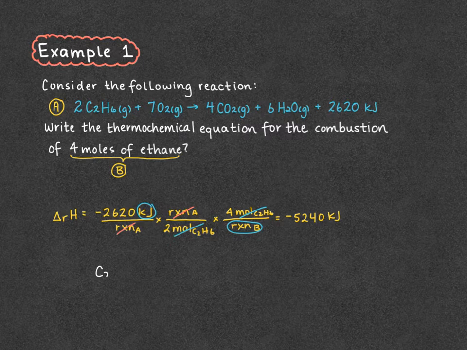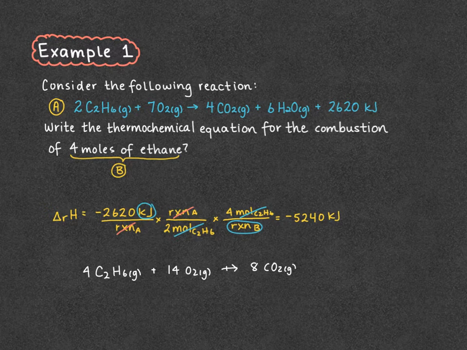So ethane plus, we have 4 moles of ethane. Since we doubled the moles of ethane, we're going to double the moles of oxygen, so 14 moles of oxygen. We'll also double the moles of carbon dioxide, the moles of water, and our energy terms. So everything's been multiplied by a factor of 2.